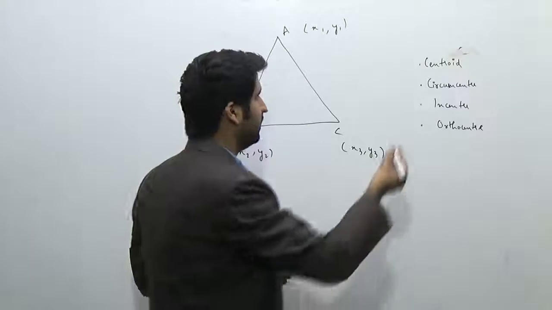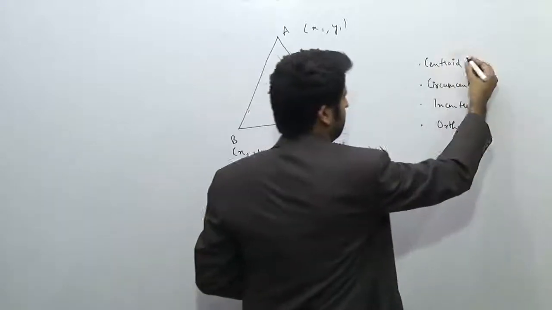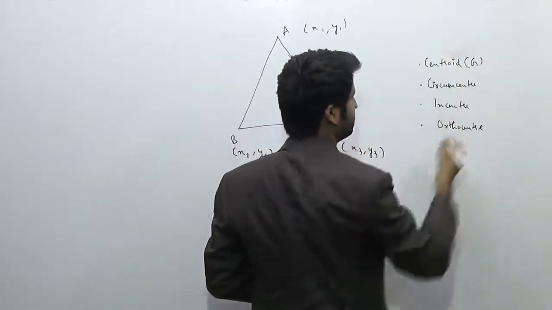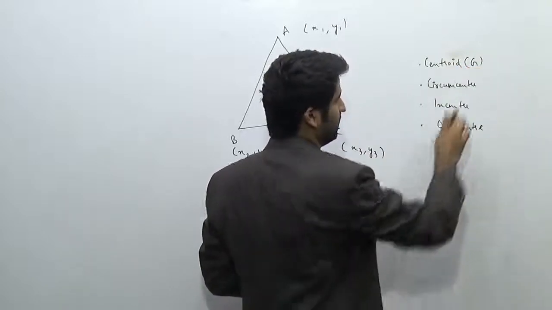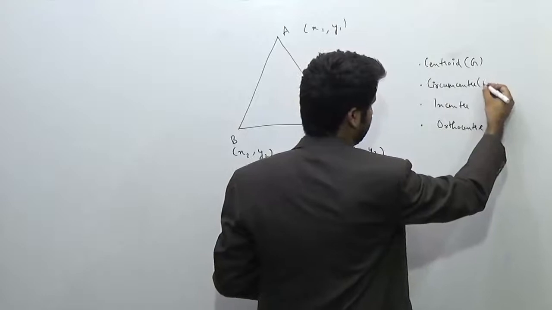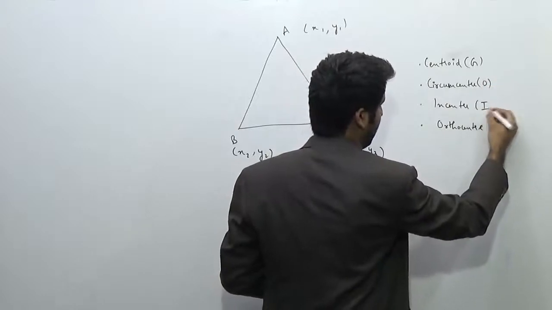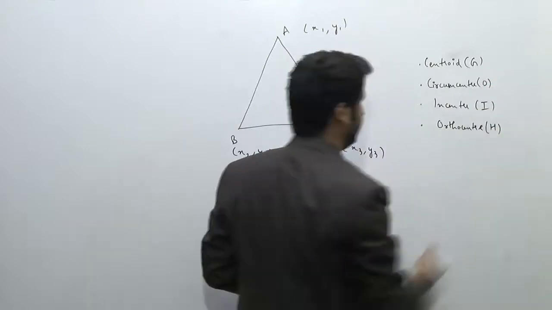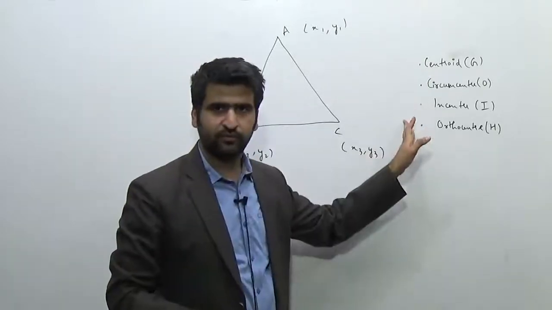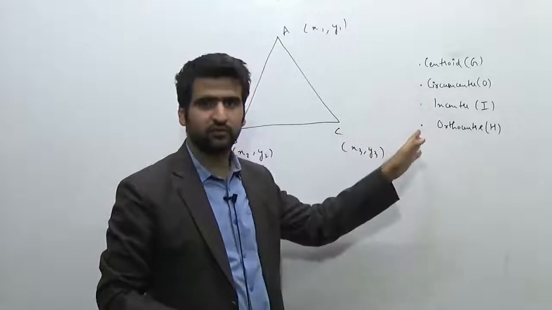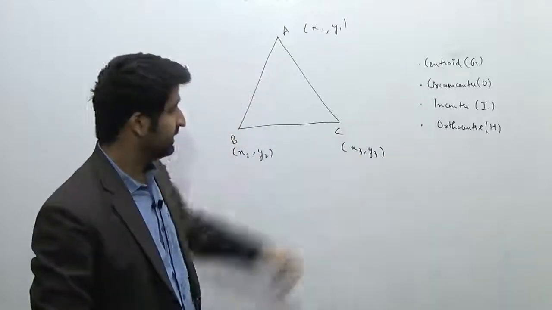So first, let's study what this point is denoted by. This point is usually marked by G, this point by O, this point by I, and this point by H. So we'll follow this convention. This is a very common convention which is followed in case of all these points.